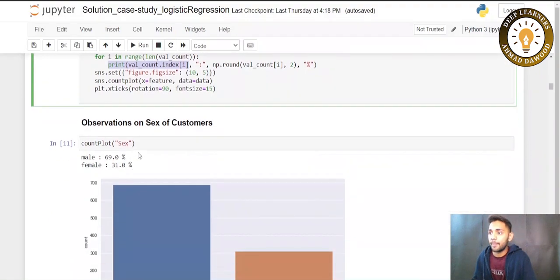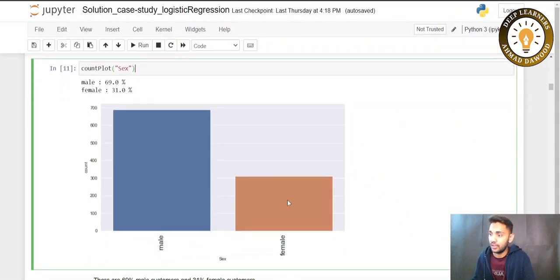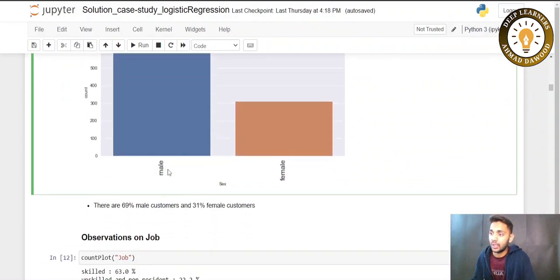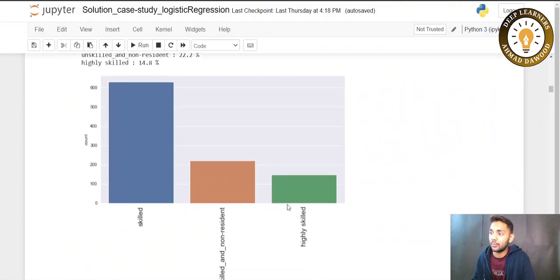Regarding the sex, 69% of samples belong to the male category and 31% belong to female. Regarding the job, 63% belong to the skilled category, and highly skilled are just 14.8%.